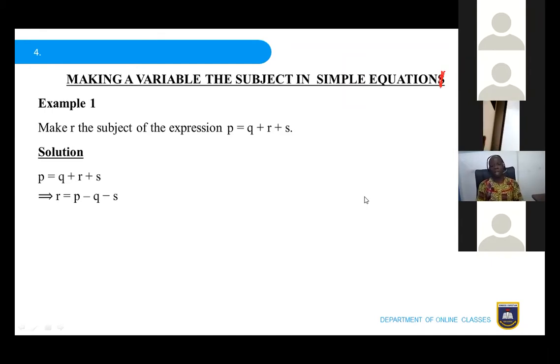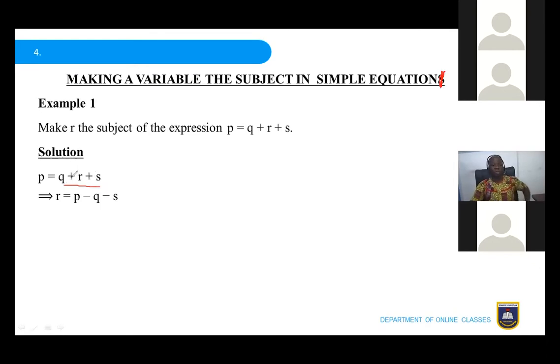Now, another way we can solve this is to rearrange it, okay? Which means that you are going to move the whole of this expression, the expression at the right side. You see the underlined expression. Can you see that? Yes, sir. You are going to move the whole of this expression to the left side.